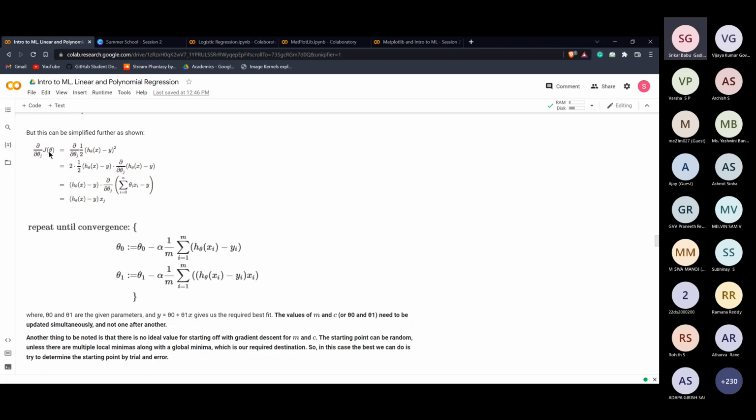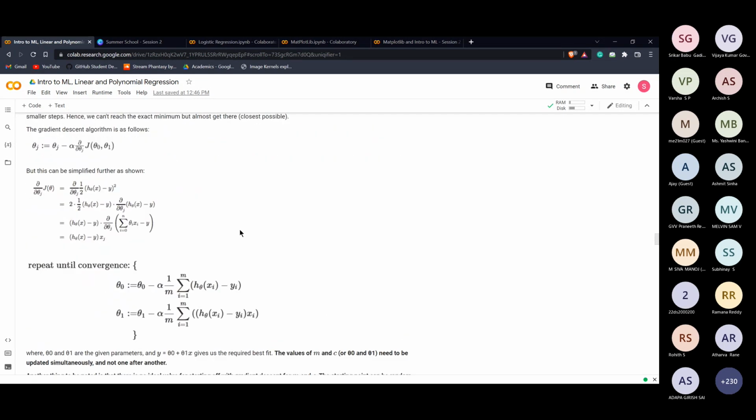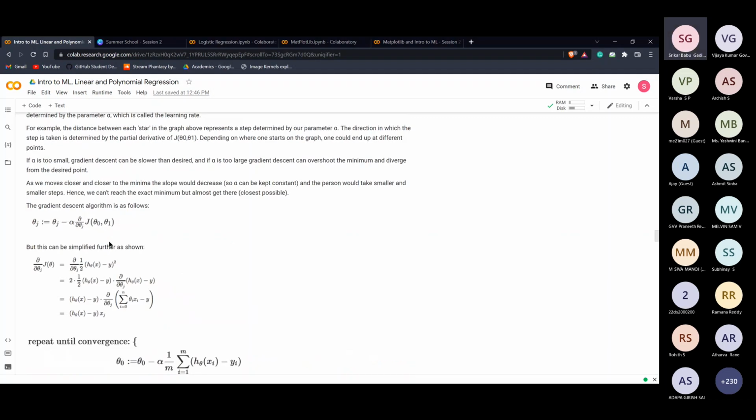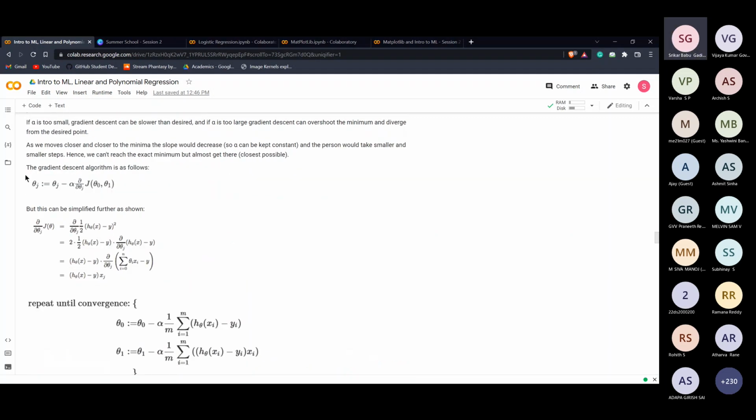This function has two independent variables: one is the intercept, one is the slope. I'm trying to take the gradient of this cost function with respect to my intercept and with respect to my slope. I will get something of this sort. This equation is very important.